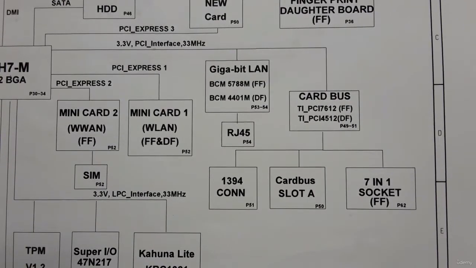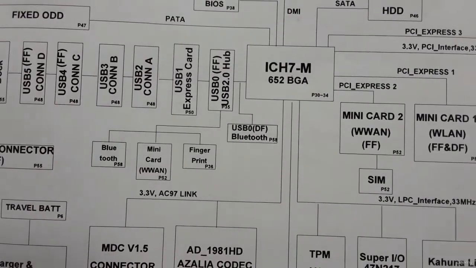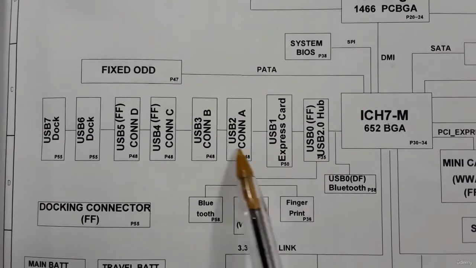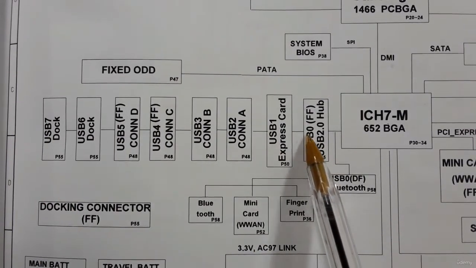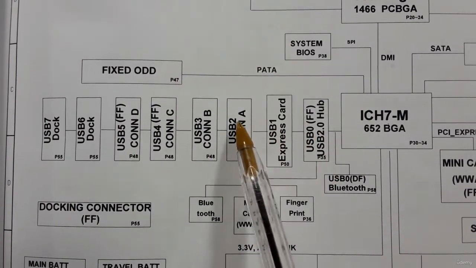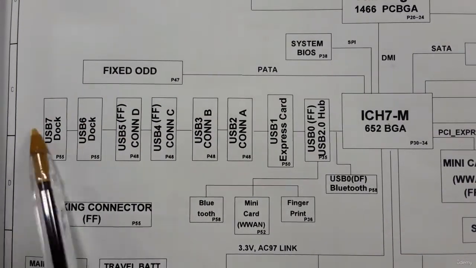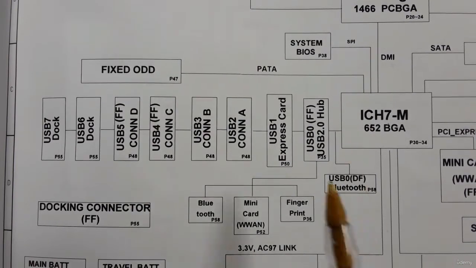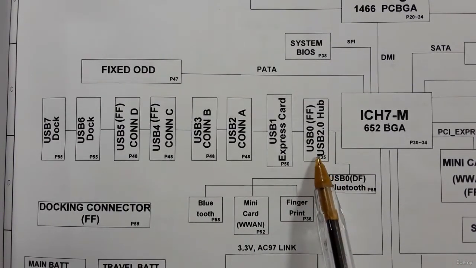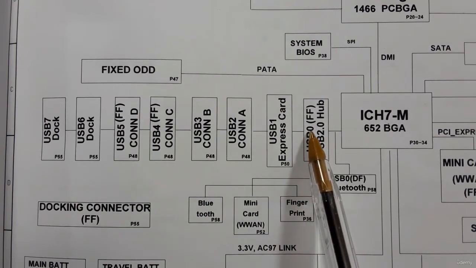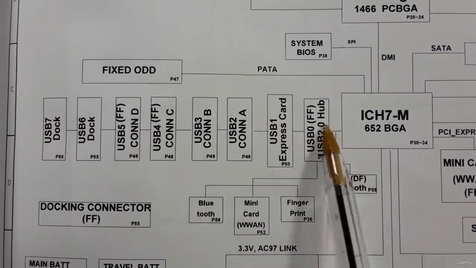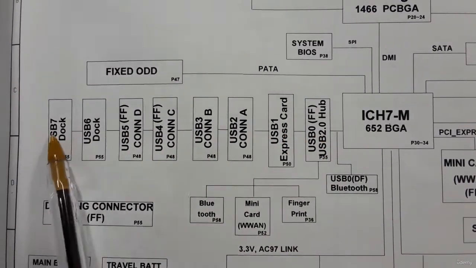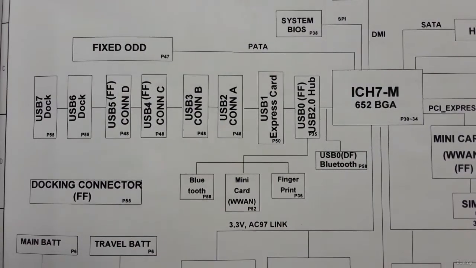Also the ICH is connected to USB ports. You have here USB 0, 1, 2, 3, 4, 5, 6 and 7. So this motherboard has 7 or 8 USB ports, 1, 2, 3, 4, 5, 6, 7 and 8. So this is a big motherboard.